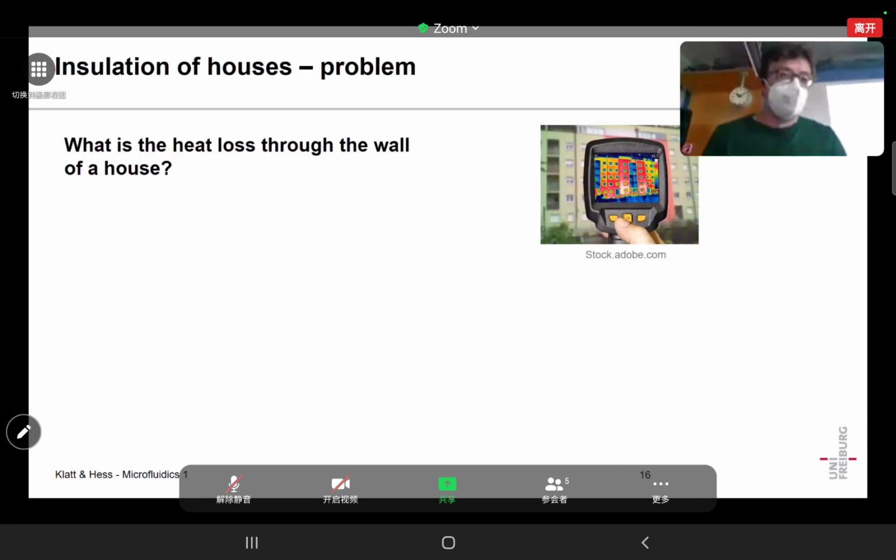Okay, so for today, I prepared an example which is, well, quite popular at the moment because of the energy issues that we have all around. And I want to calculate with you on a simplified model, obviously, how you can calculate the heat loss through a wall of a house. So on the right-hand side, there's a picture of a heat cam that measures the radiation of a building. And you can see that there are some hot and some cool areas where the insulation is better or worse.